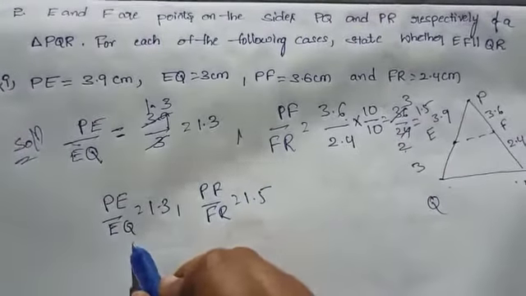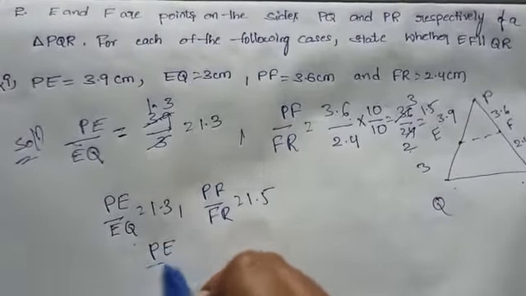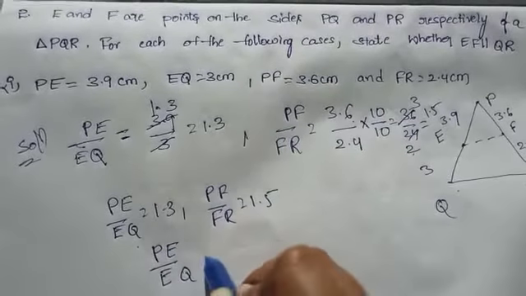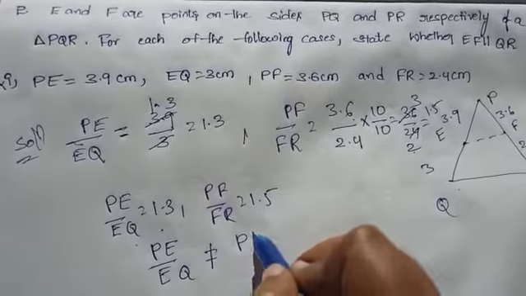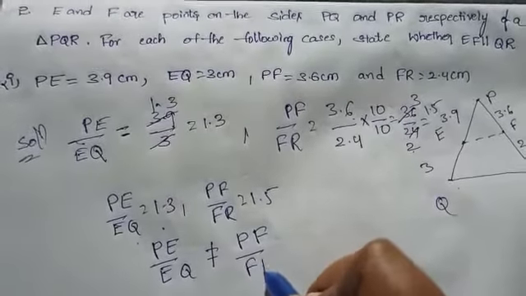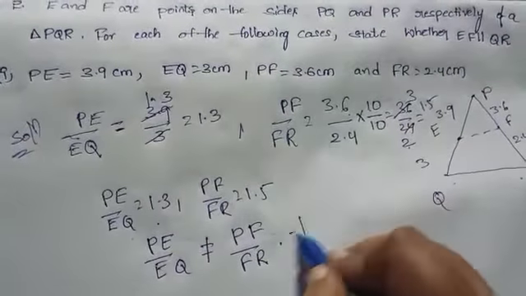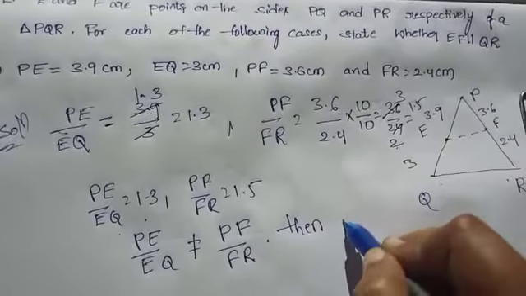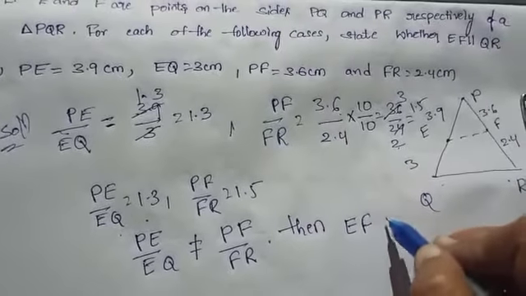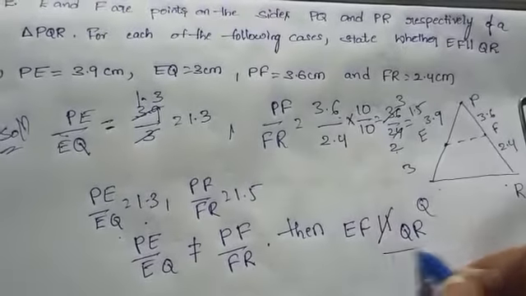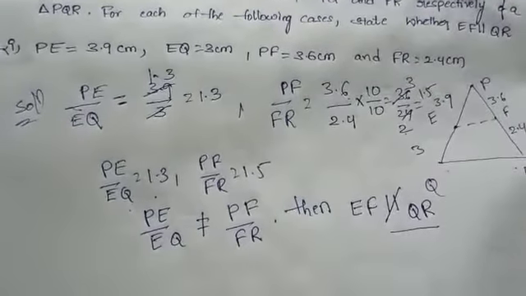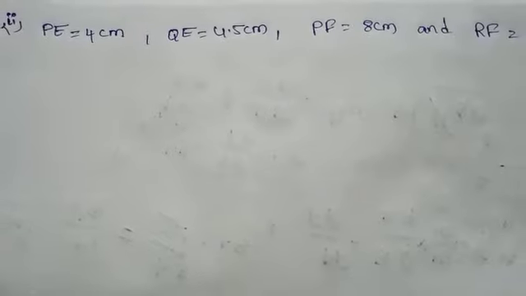Okay. So these two ratios are not equal. Okay. 1.3 is not equal to 1.5. Okay. Then EF is not parallel to QR. Okay. Next question.